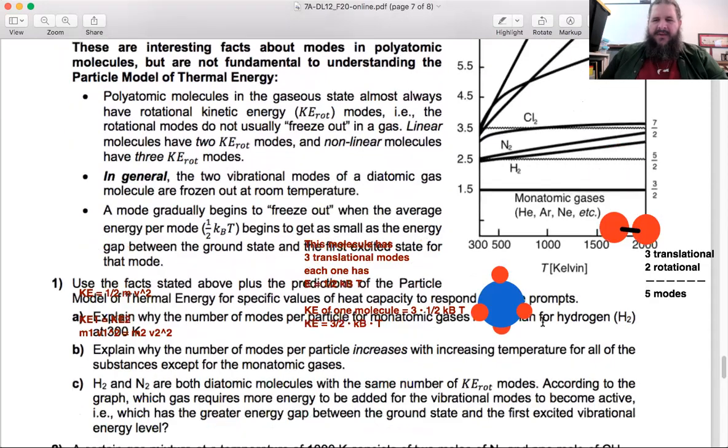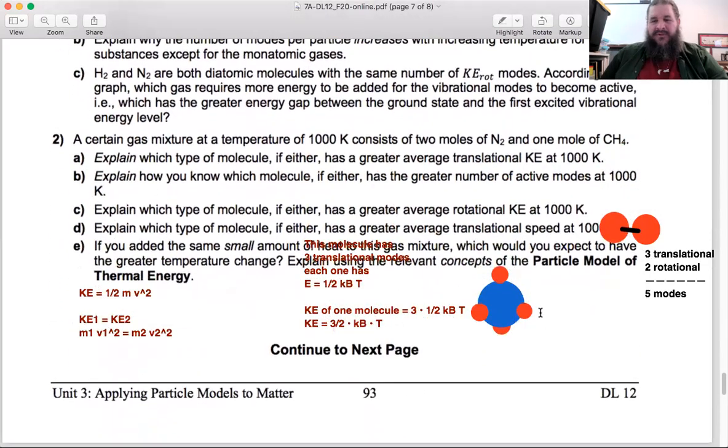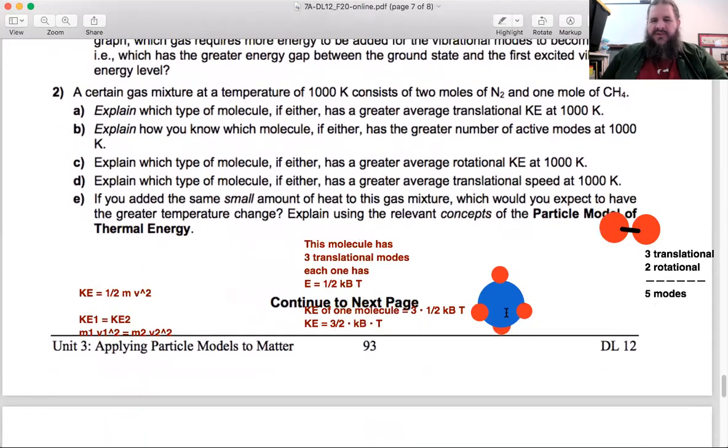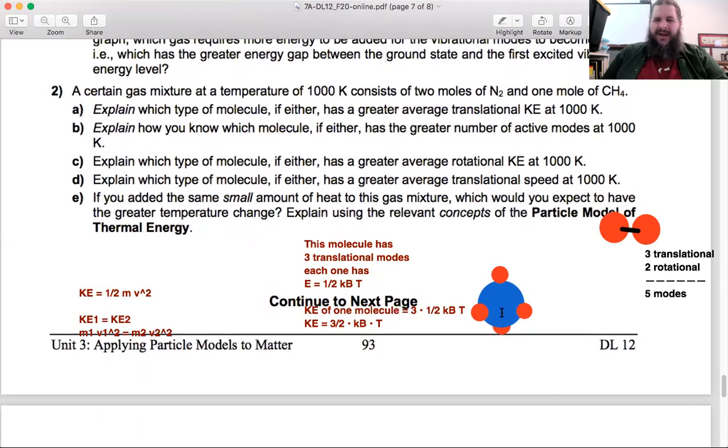And as you said, that's because we're getting, first of all, 3 rotational modes instead of 2 because it's nonlinear. And also it's at least starting to activate some of its vibrational modes. So yeah, the CH4 is definitely going to have more modes than the N2 does. Yeah. Okay, cool. Any other questions on that one? I think I'm good on that one.